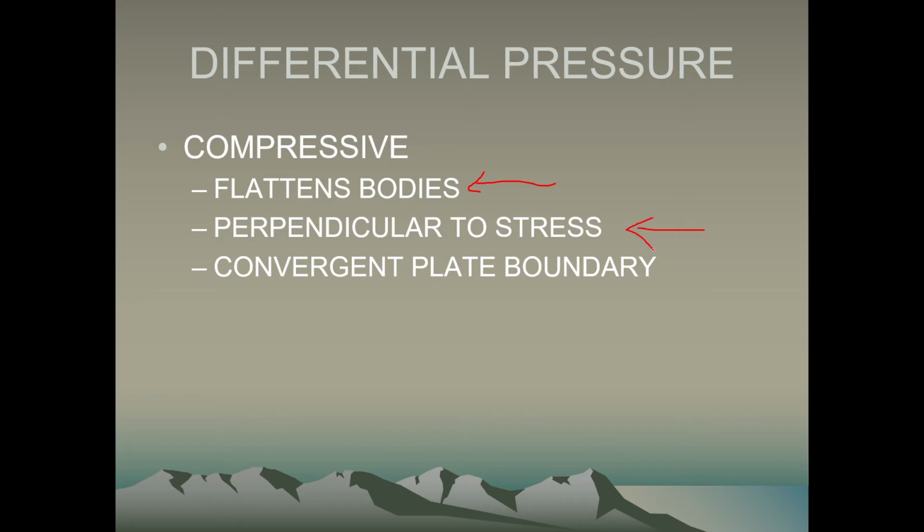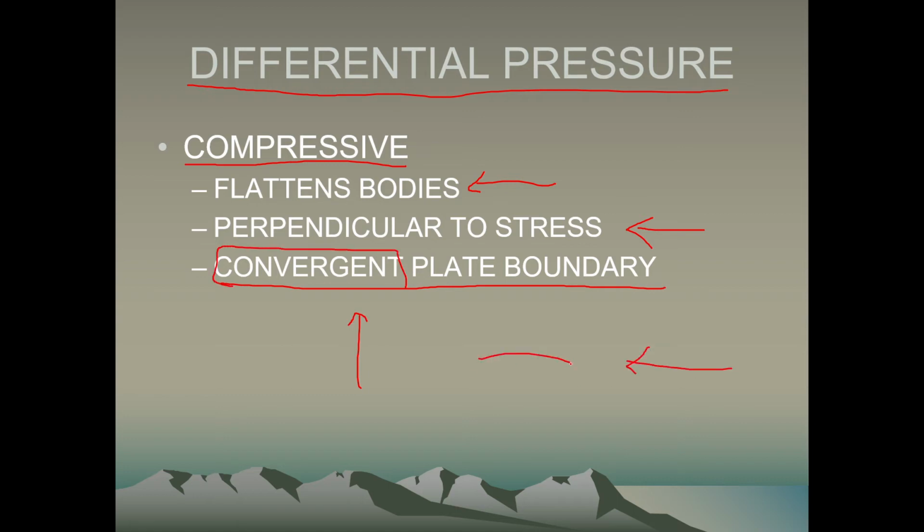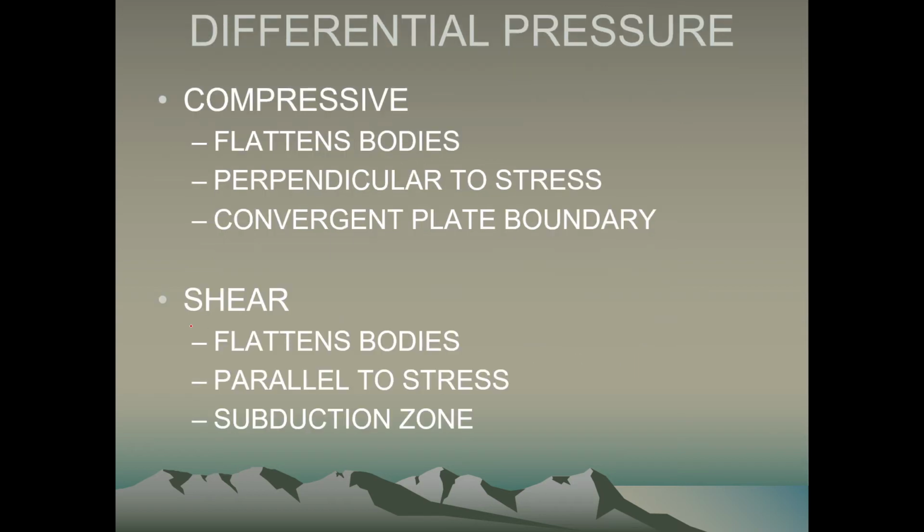It is perpendicular to the stress, and we will find it at convergent plate boundaries. Where do we find differential pressure or compressive pressure with metamorphic rocks? We find them at convergent plate boundaries, where plates are coming together. Remember this. And like I mentioned before, there's also shear stress. This will also flatten bodies of rock, but it's parallel to the stress. And we'll see this at subduction zones.